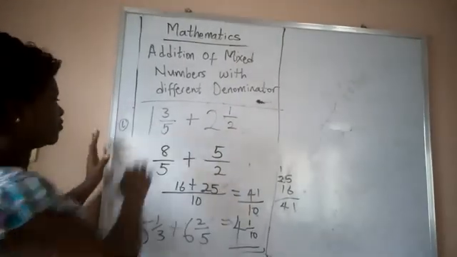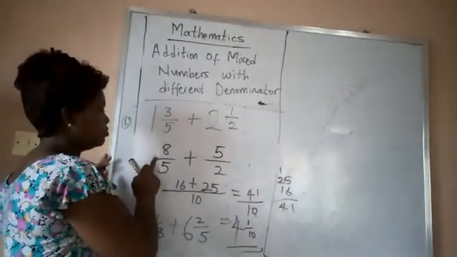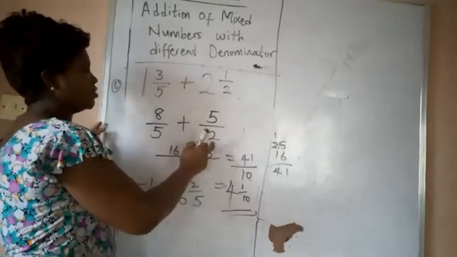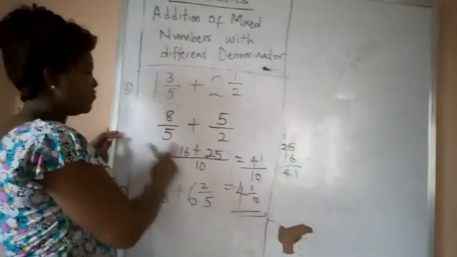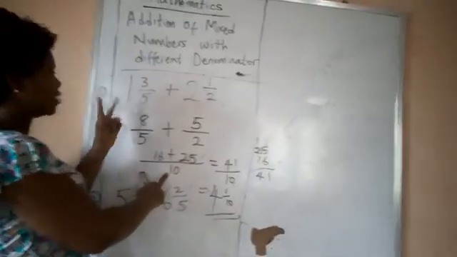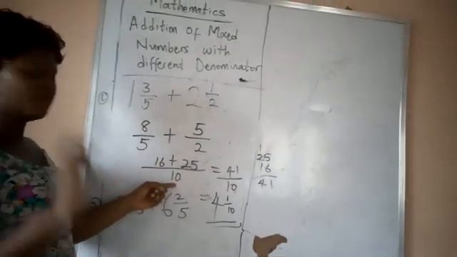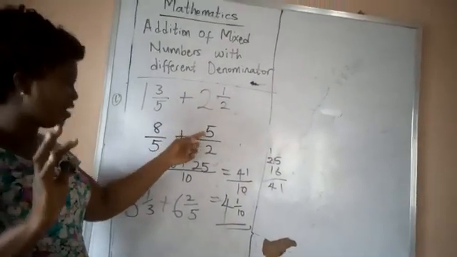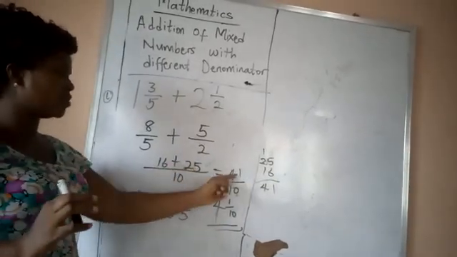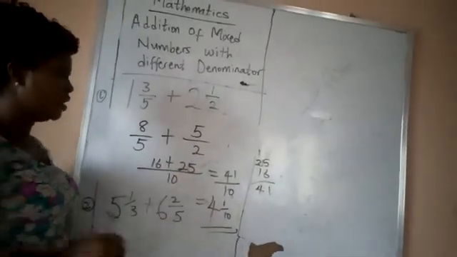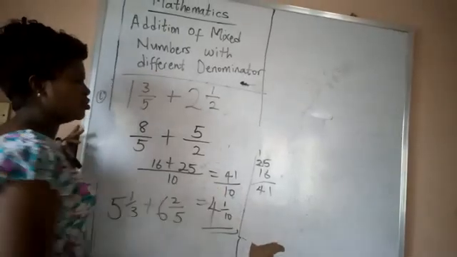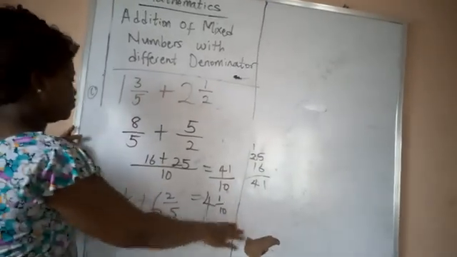Let me explain again from here. You find the common multiple of 5 and 2, which is 10. 5 in 10, 2. 2 times 8, 16. How many 2s will you see in 10? 5. 5 times 5, 25. You add it together and divide by 10. And then you can change this fraction to your mixed fraction.